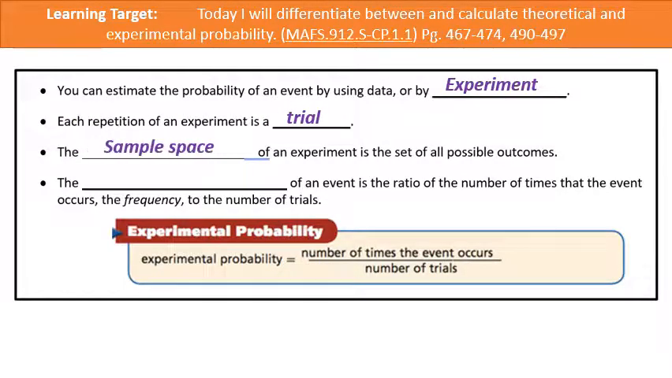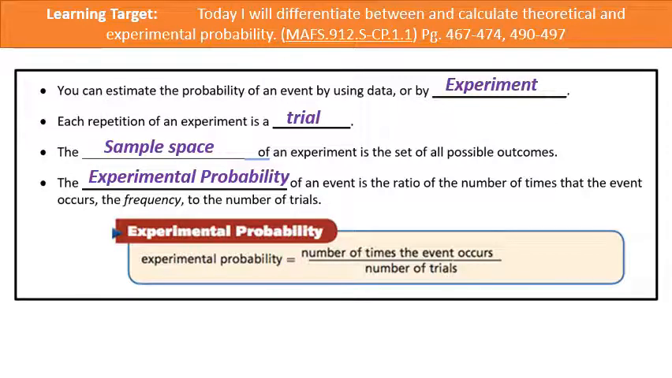All right, the sample space of an experiment is the set of all possible outcomes. And the experimental probability of the event is the ratio of the number of times that event occurs over the number of trials. Okay, so here we go. This is a different type of probability. This is experimental probability. What we just talked about was theoretical probability. Experimental probability is slightly different.